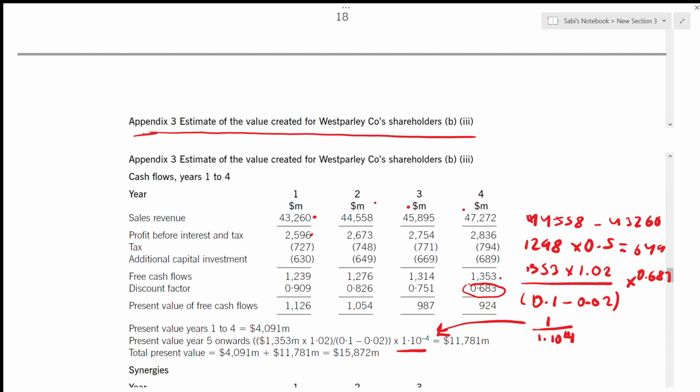Add this with this. From year 1 to 4 and from year 5 onwards, add both the present values. That is your total present value. This is the total value, right? But that's not it.